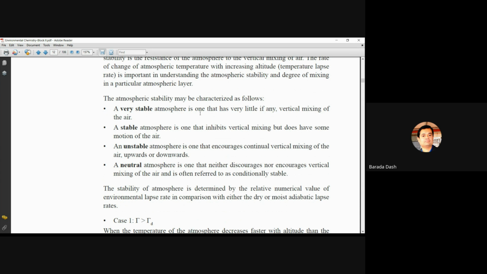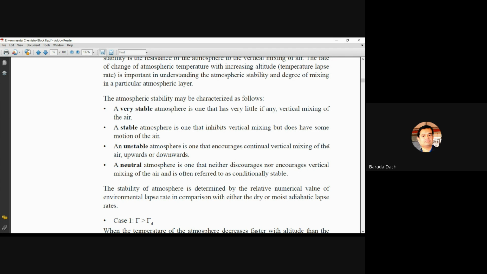A very stable atmosphere has very little or no vertical mixing of the air. So in a very stable atmosphere, the movement of air is very limited, and that's why there is limited vertical mixing of the air. A stable atmosphere is one that inhibits vertical mixing but does have some motion in the air. Stable means vertical mixing is inhibited, meaning a very small amount of vertical mixing due to movement of air, but it does have some motion of air.